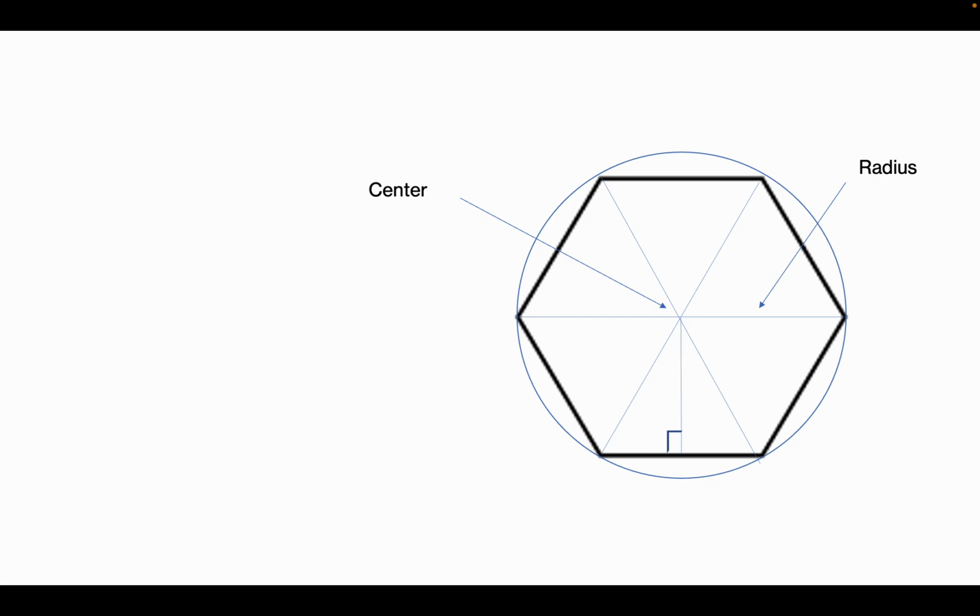And here's a new term for you. This one is the apothem. This is the distance from the center to the perpendicular that is formed between the side and the distance to the center. This is called the apothem.